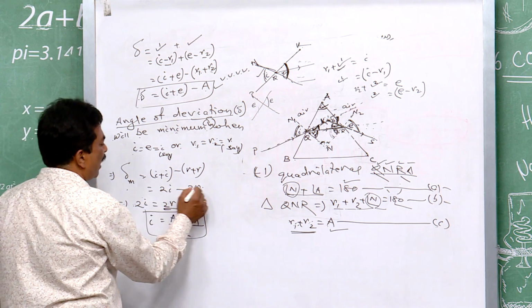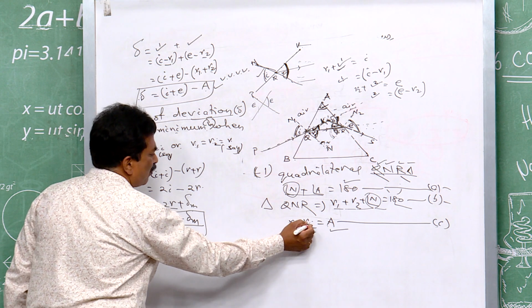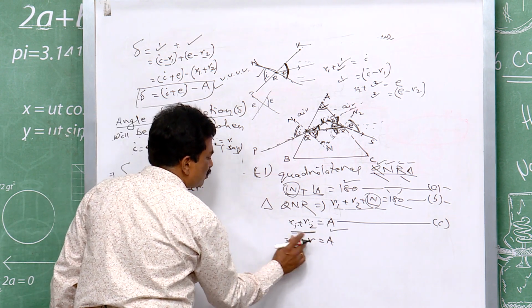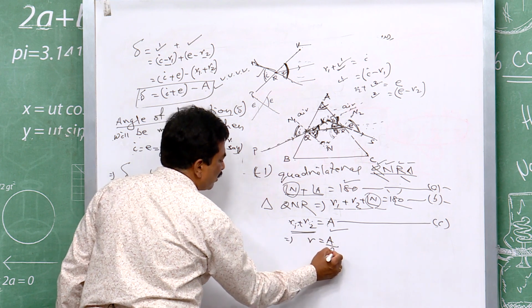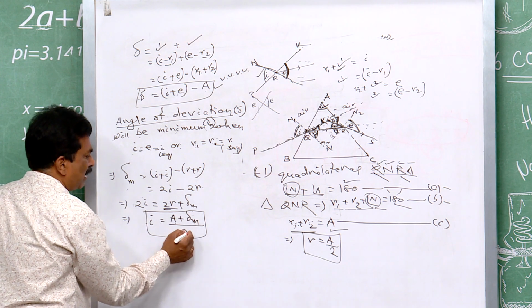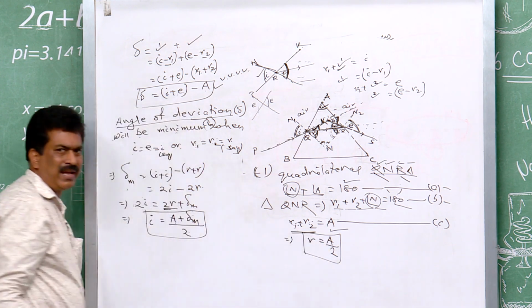Similarly, when R1 plus R2 is equals to A, means 2R is equals to A. So, what is the value of R? R is equals to A by 2. So, I is equals to A plus del m by 2, R is equals to A by 2.